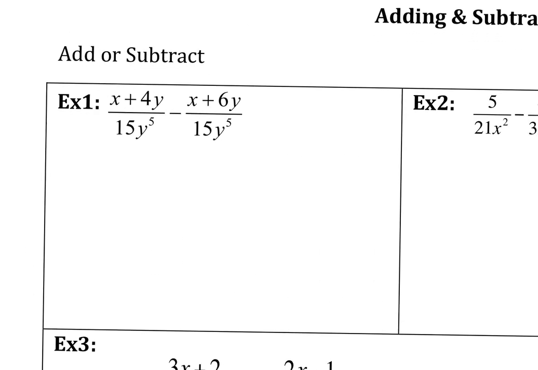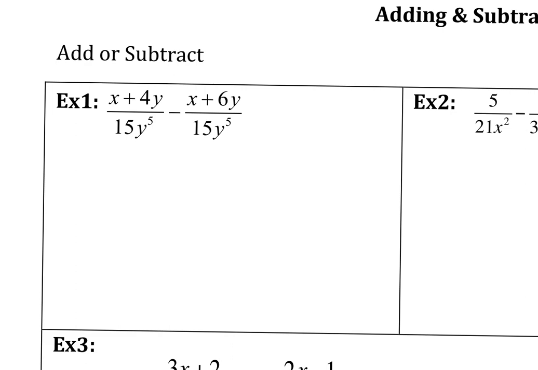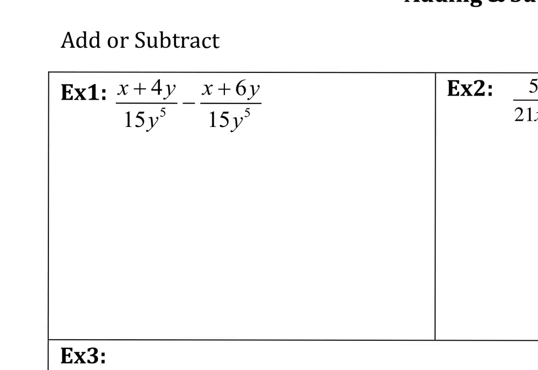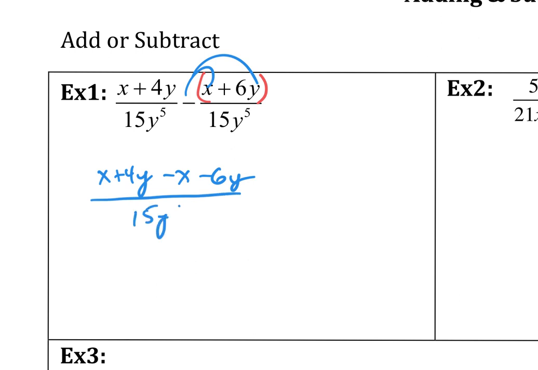We have x plus 4y over 15y to the fifth minus x plus 6y over 15y to the fifth. So first thing we want to verify is that we do in fact have the same denominator, which we do. So we're going to go ahead and subtract, and I suggest every time that we subtract, we put some parentheses here, because you have to remind yourself that a negative sign gets applied to everything that follows it. So what we really have is x plus 4y, and then if I distribute the negative sign, we have a minus x and a minus 6y, over our 15y to the fifth.